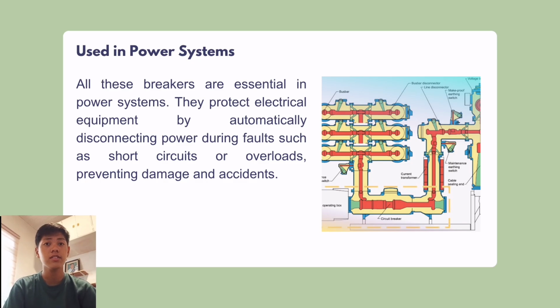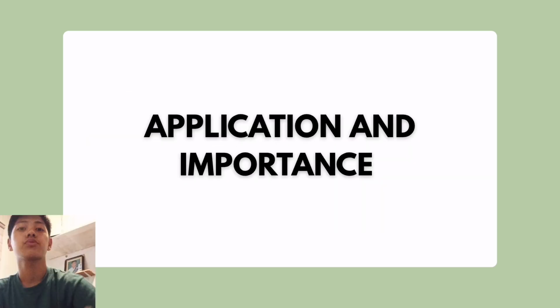The last picture is the application in power systems. In power systems, circuit breakers play a critical role in power system protection. They are designed to automatically interrupt the flow of current during abnormal conditions such as short circuits and overloads. By doing so, they help protect electrical equipment, ensure system stability, and enhance overall operational safety in residential, commercial, and industrial installations.